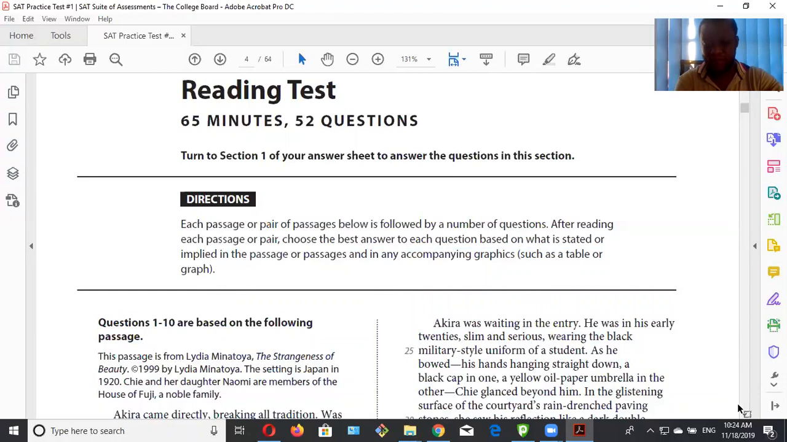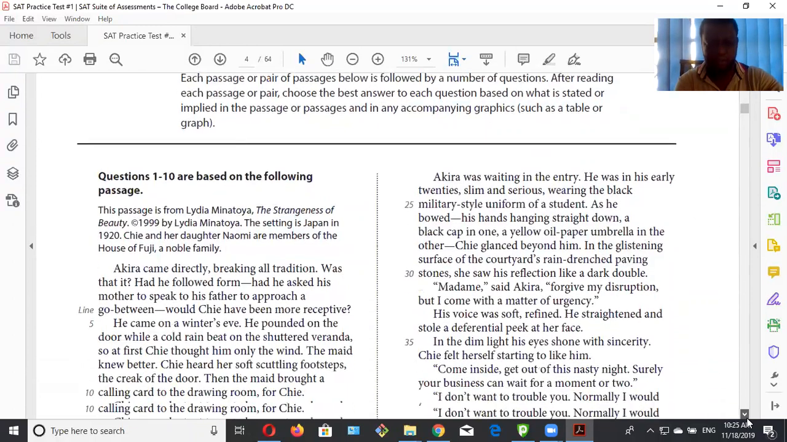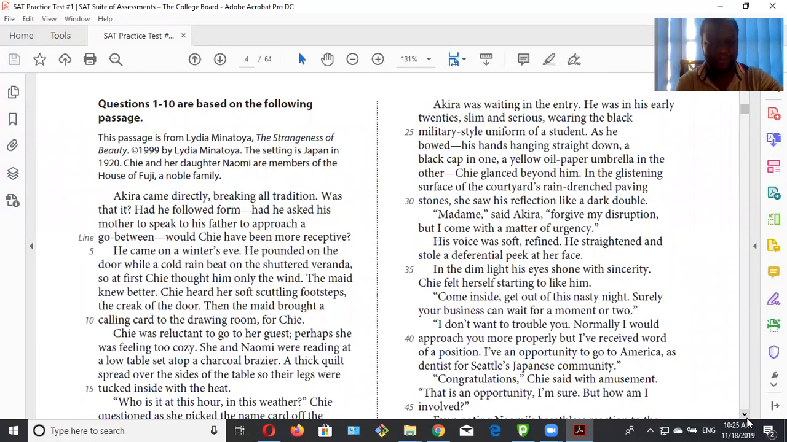So let's look at this first passage. This is SAT Practice Test 1 from the College Board's website. The passage has 10 questions based on it. This first passage is from Lydia Minatoya, Strangeness of Beauty. So you should take a few moments, if you've downloaded this passage, to read it, and then you can come back and watch the discussion on the questions that I'm going to go through. There's a link to it on my website.